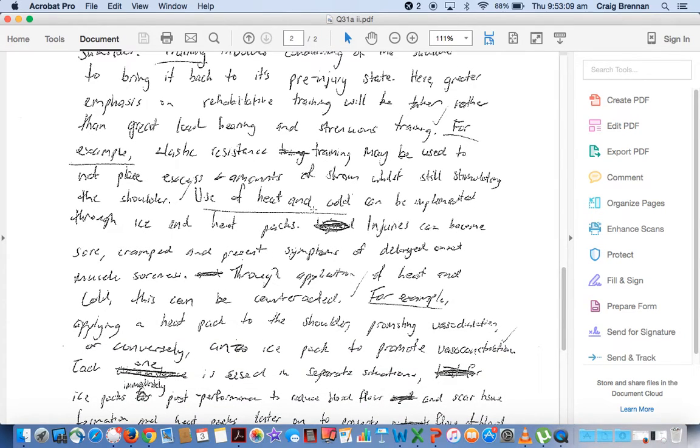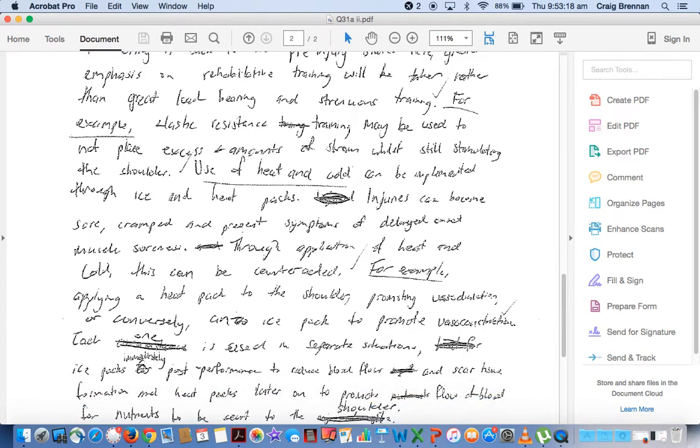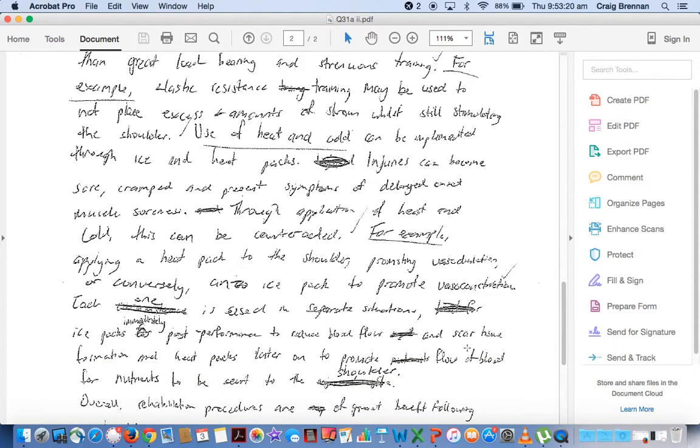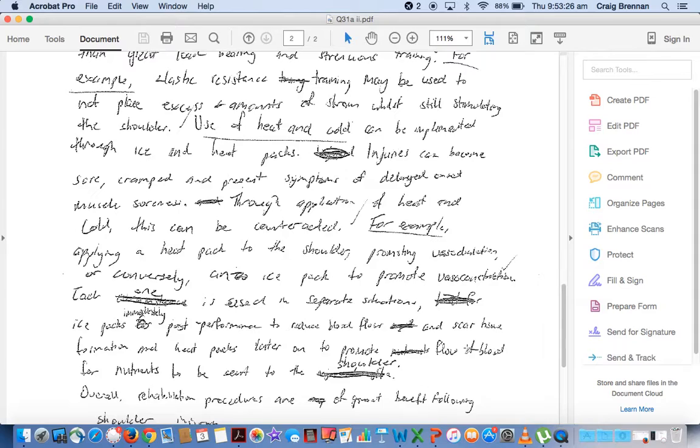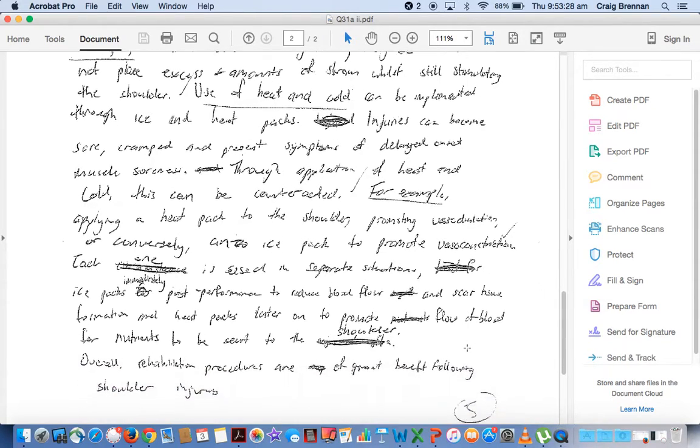And the final one being the use of heat and cold, where he goes through and talks about both heat and cold and the importance they have. Some nice terminology with vasodilation, vasoconstriction, and the impact that both of those have on getting fresh nutrients into the injured area and reducing the formation of scar tissue, which is really important. So that's why that answers a 5 out of 5.